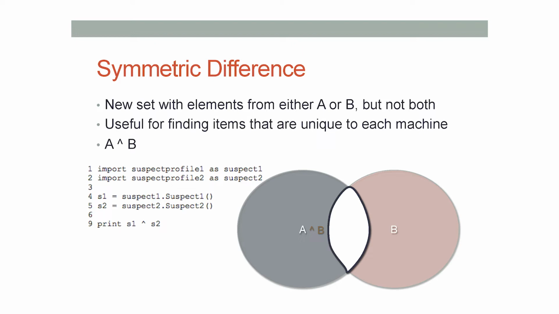You can also do symmetric difference. This is where you want to find unique items, things that are only unique to machine A and only unique to machine B. We don't care about anything in between. So we're just cutting out that middle.